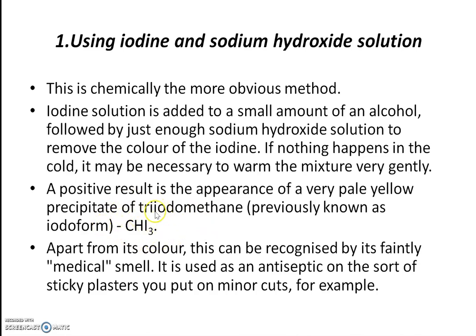Why is it pale yellow? Due to the formation of triiodomethane, meaning one carbon, commonly called iodoform. Apart from its color, this can be recognized by its faintly medical smell. It is used as an antiseptic on the sort of sticky plasters you put on minor cuts, for example.